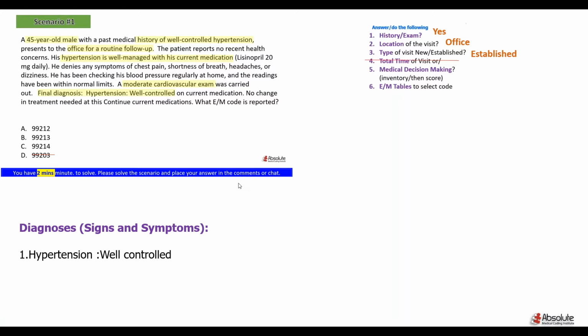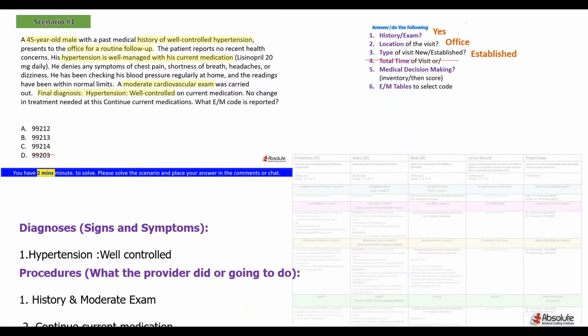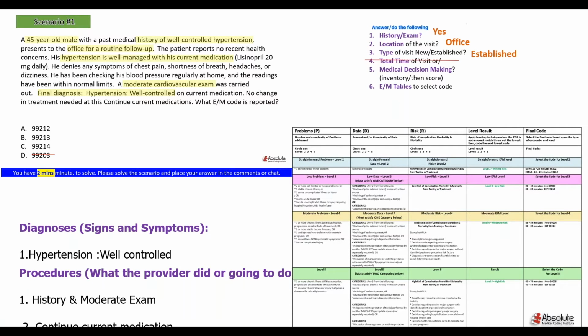Diagnosis, signs and symptoms: we have hypertension which is well controlled. In the procedure, what did the provider do? He took a medically appropriate history, performed a moderate exam, and told the patient to continue the prescription medication, so it's a medication refill that happened during this encounter. Now let's pick up our PDR chart and start leveling here.